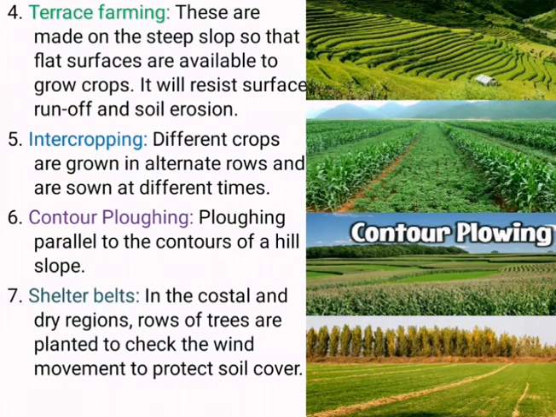And the last one is a shelter belt. In the coastal and dry region, rows of trees are planted to check the wind movement to protect soil cover. In the hilly area or in the dry region, we will plant the trees in a row. It will control the wind and protect the outer layer of the soil.